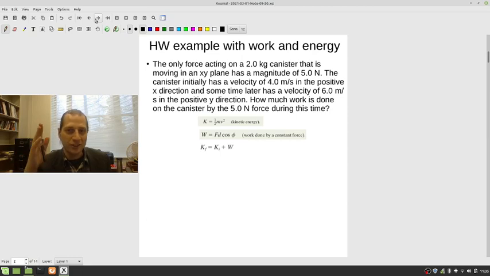I feel like this is continually present in politics, where somebody will try to tell you about something that seems important, but it's a distraction. In physics, a lot of your homework problems have the same thing. So let's read the problem and try to identify the flarf and then get our answer. So this is a homework problem. The only force acting on a 2 kilogram canister. So we know the mass of our object is 2 kilograms.